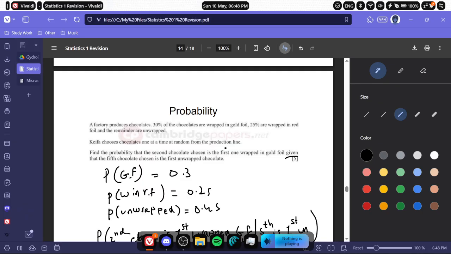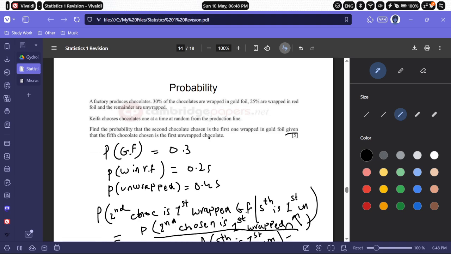Moving on. So first of all, start with the numerator part. You're looking at the probability that the second chosen is the first wrapped in gold foil, and that the fifth chosen is the first unwrapped. So the numerator is the first intersection second.